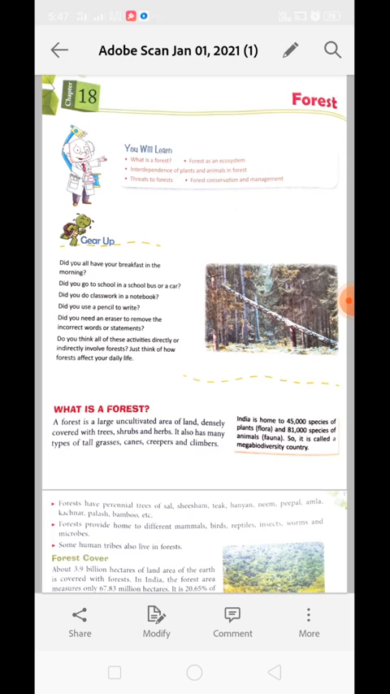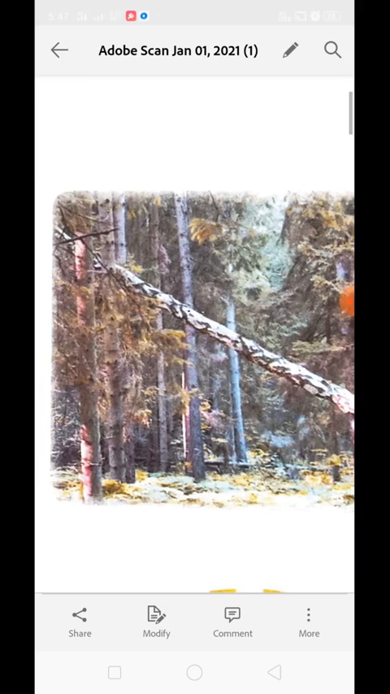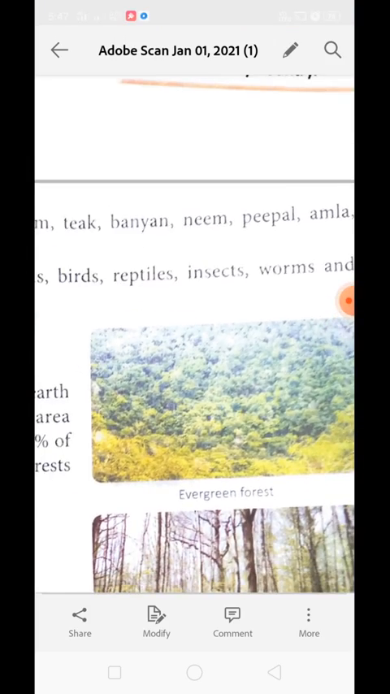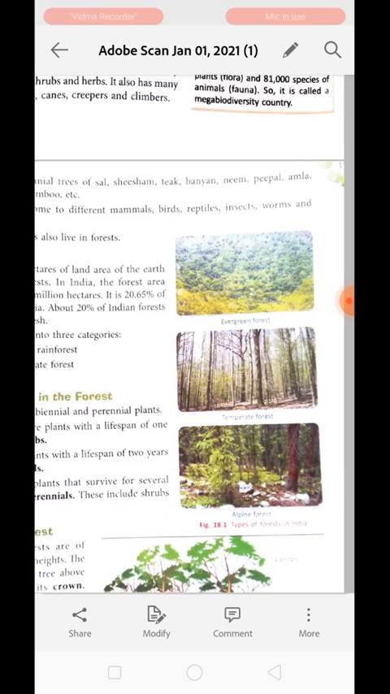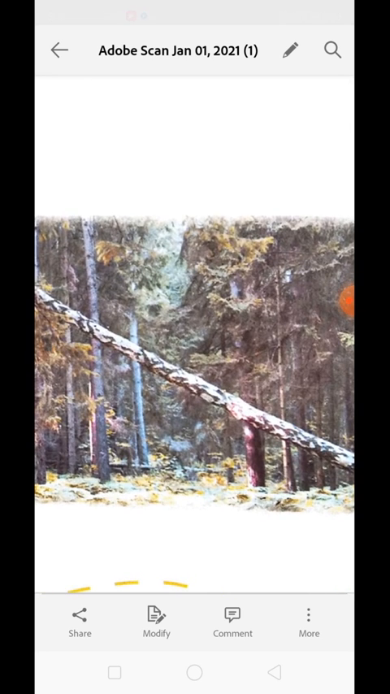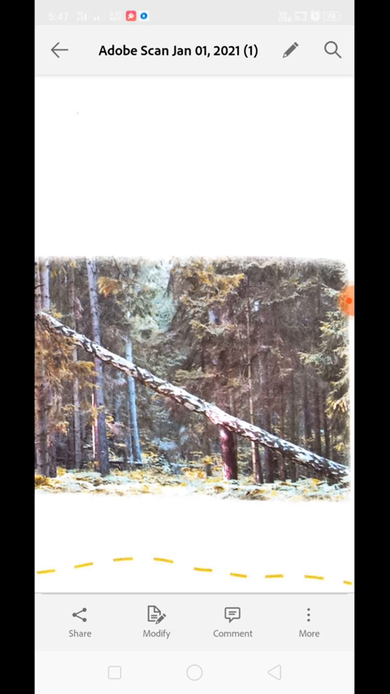Okay, now just see over here. This is a view of inside of a forest. This is also a view of forest from the upper end. This is how the forest looks like. So what is forest? A forest is a large uncultivated area of land densely covered with trees, shrubs and herbs. It has many types of tall grasses, canes, creepers, climbers. See, anything can grow over here without any pattern.